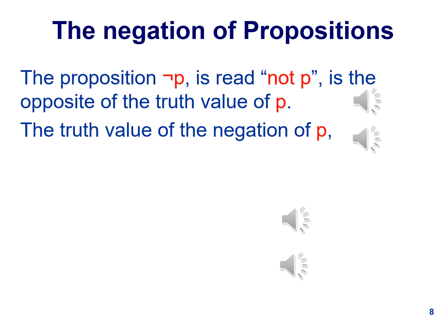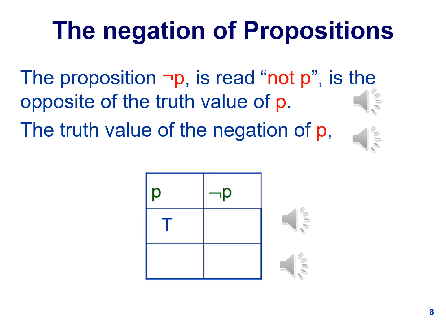The truth value of the negation of P is given as follows. If proposition P is true, then the proposition not P is false. If proposition P is false, then the proposition not P is true.